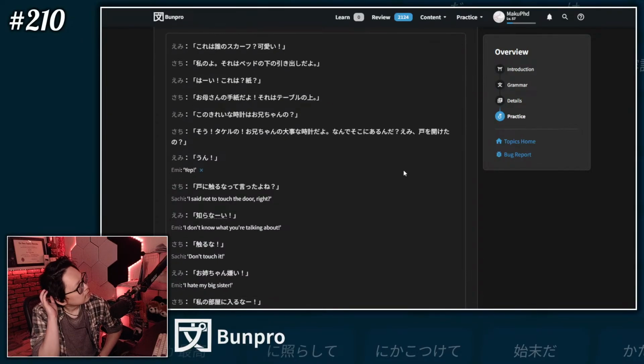Hear it again. これは誰のスカーフ？かわいい。サチ、私のよ。それはベッドの下の引き出しだよ。エミ、はーい、これは紙？サチ、お母さんの手紙だよ。それはテーブルの上。エミ、この綺麗な時計はお兄ちゃんの？サチ、そう、タケルの。お兄ちゃんの大事な時計だよ。なんでそこにあるんだ？エミ、戸を開けたの？エミ、うん。サチ、戸に触るなって言ったよね。エミ、知らない。サチ、触るな。エミ、Oh, I missed it.